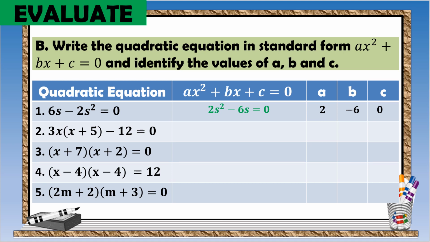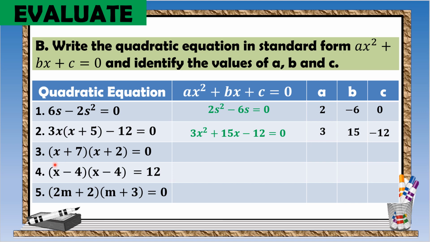So, next, number 2, using distributive property, we have to distribute 3x to each term. 3x times x gives you 3x squared. Then 3x times 5 gives you 15x. So the standard form is 3x squared plus 15x minus 12 equals 0. We can now easily identify the values of a, b, and c. So a is 3, b is 15, and c is negative 12.